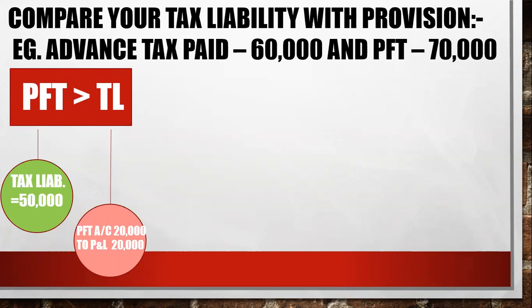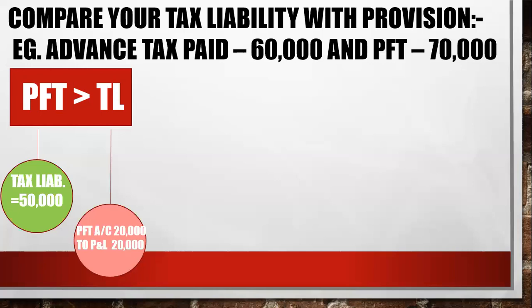How much is your PFT? You can see on the top, in the example I have taken, PFT is 70,000. Can you see that? Your tax liability is rupees 50,000 and your PFT is 70,000. That means your PFT is more than your tax liability. You have assumed that your tax will become more, so you have made the provision extra. Now what you have to do is transfer the provision from where you made it, from your profit. So you have to transfer it again.